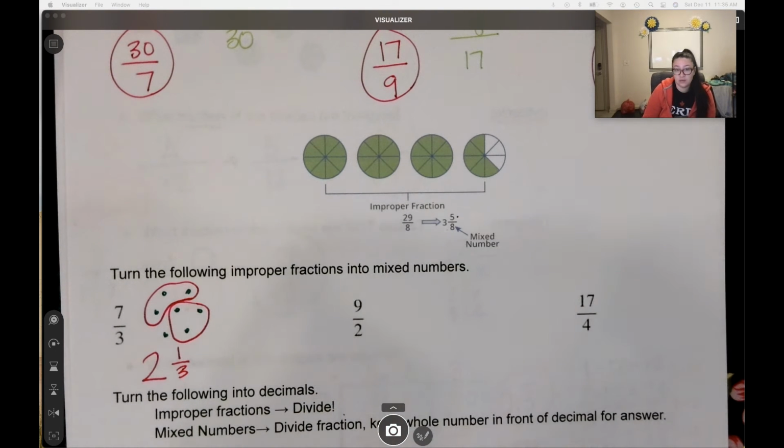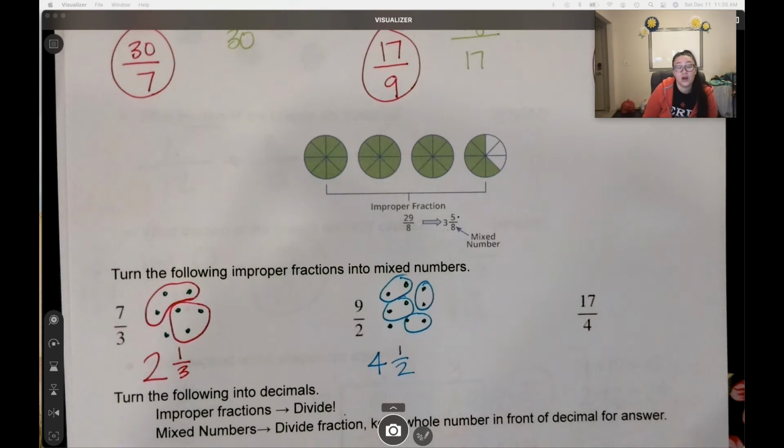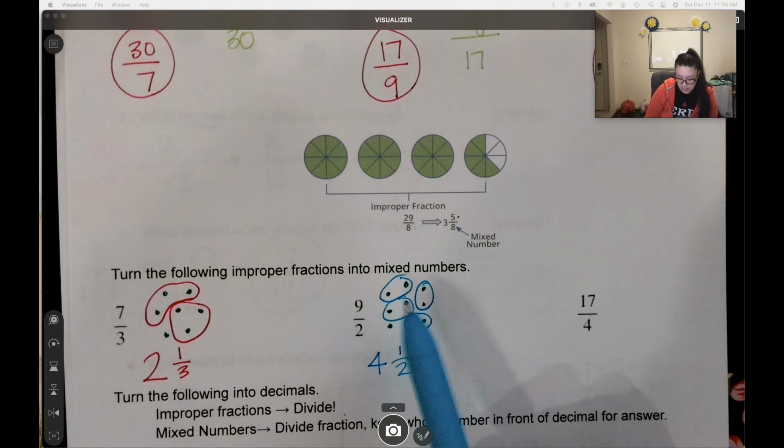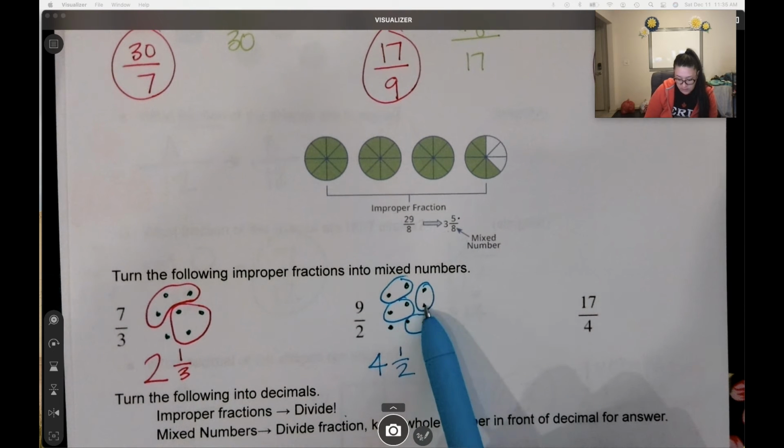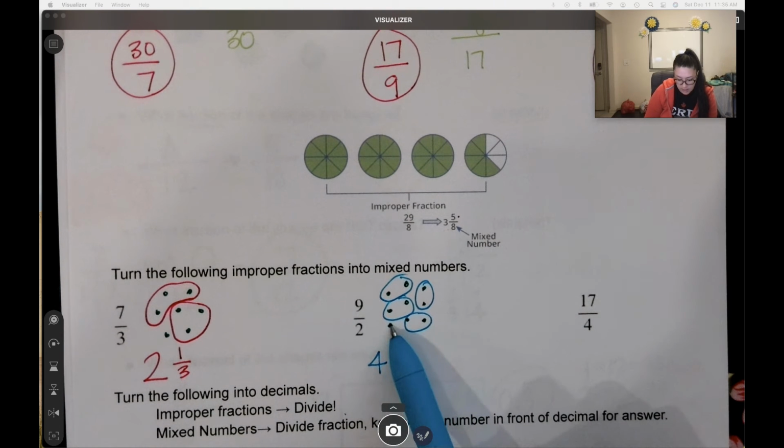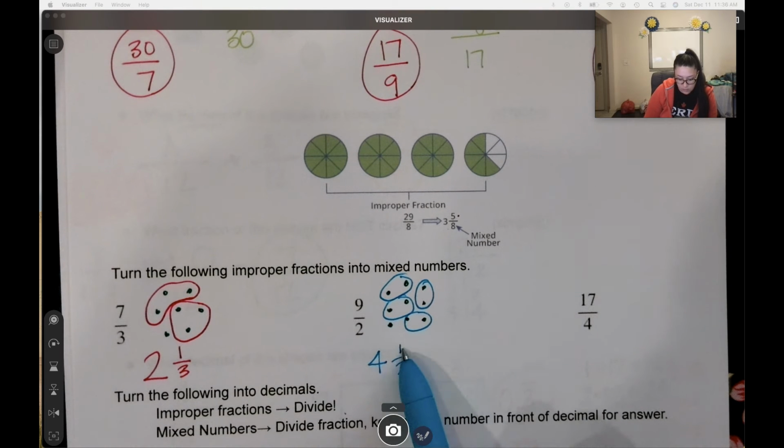Go ahead, pause the video. Try doing 9 halves, just 9/2, on your own. Hopefully you got 4 and 1/2. 1, 2, 3, 4, 5, 6, 7, 8, 9 dots. 4 groups of 2 with 1 left over out of a group of 2.